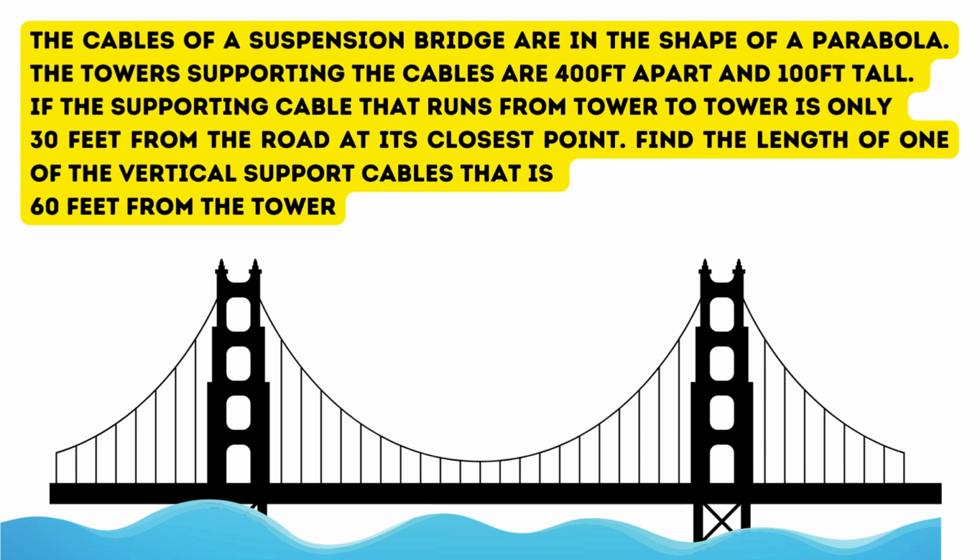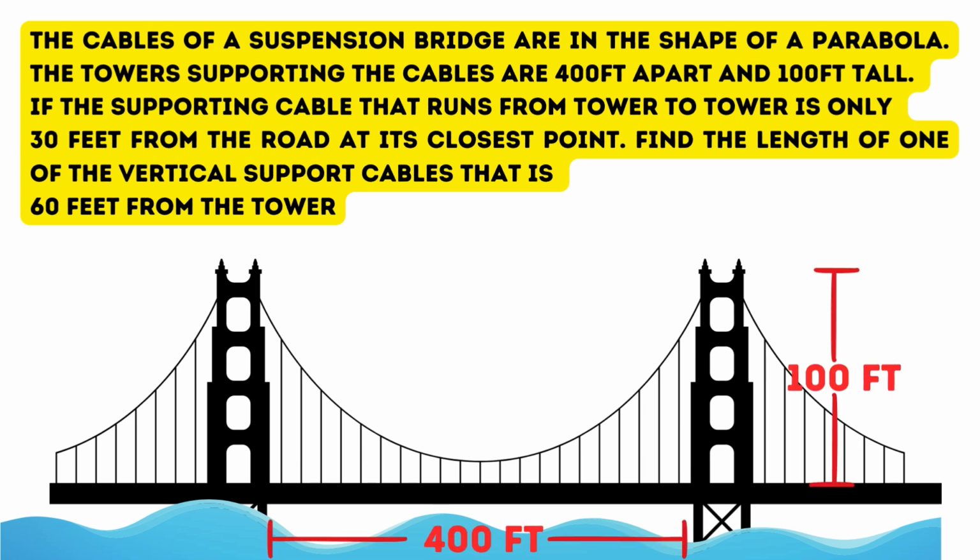The cables of a suspension bridge are in the shape of a parabola. The towers supporting the cables are 400 feet apart and 100 feet tall. If the supporting cable that runs from tower to tower is only 30 feet from the road at its closest point, find the length of one of the vertical support cables that is 60 feet from the tower.